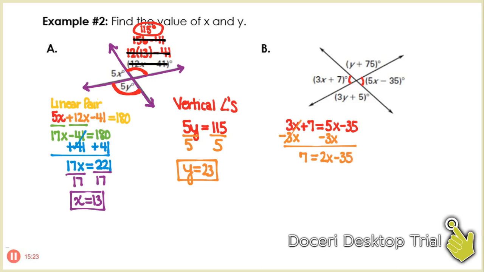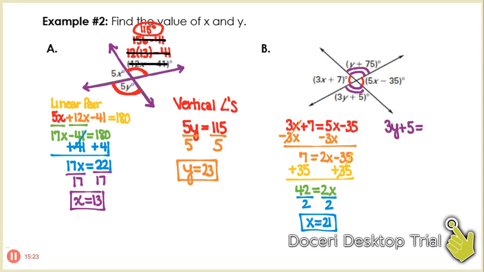I'm going to undo my operations in reverse order using the inverse operations. So I'm going to add 35 to both sides, which leaves me with 42 equals 2x. And then the inverse of multiplying by 2 would be to divide by 2. So in this case, x is 21. And you can use that same relationship for the y's. So for the y values, these are also vertical angles. And so those two angles are also congruent, meaning they measure the same.